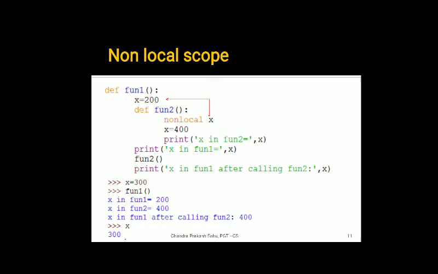So non-local scope means a variable that is not in the main body of the program, that is not outside of all the functions, but inside a function, though not inside its child functions like fun2.